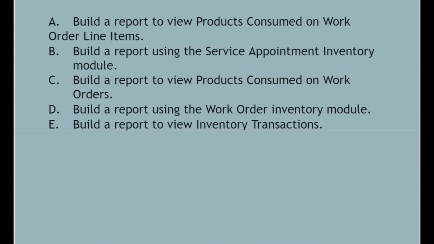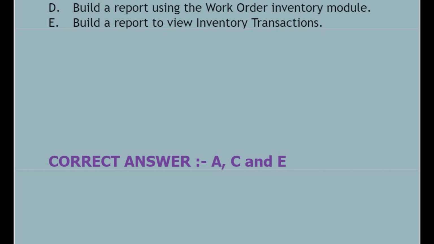Option A, build a report to view products consumed on work order line items. Option B, build a report using the service appointment inventory module. Option C, build a report to view products consumed on work orders. Option D, build a report using the work order inventory module. Option E, build a report to view inventory transactions. Correct answer is option A, C and option E.